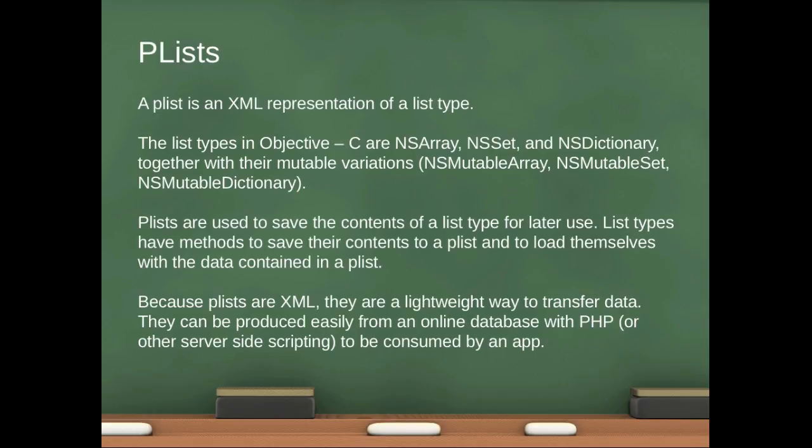So these types, NSArray, NSSet, NSDictionary, together with their mutable variations, can only contain objects within them. They can't contain primitives. Now, there is a way to take things like integers and floats and doubles and so forth and wrap them in an object type called an NSNumber that will give us an object representation of, say, an integer type.